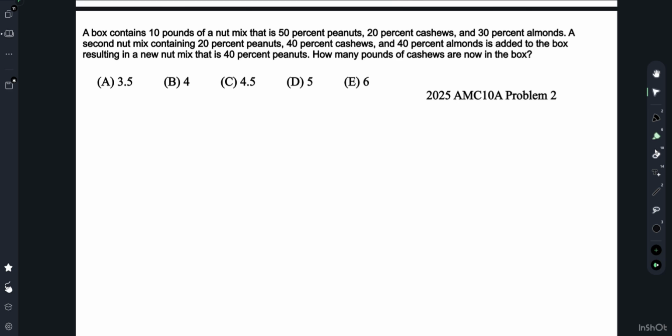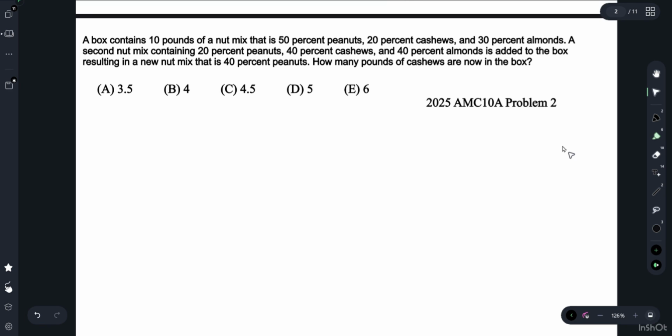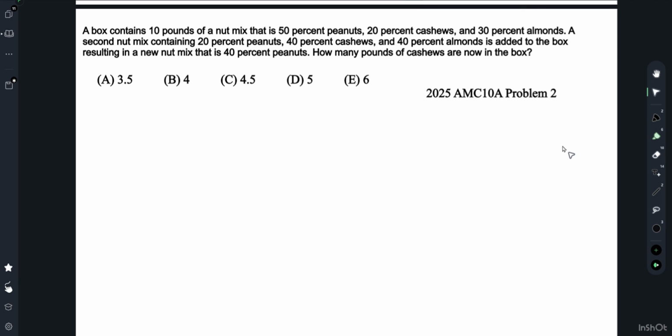So a box contains 10 pounds of a nut mix that is 50% peanuts, 20% cashews, and 30% almonds. A second nut mix containing 20% peanuts, 40% cashews, and 40% almonds is added to the box, resulting in a new nut mix that is 40% peanuts. How many pounds of cashews are now in the box?